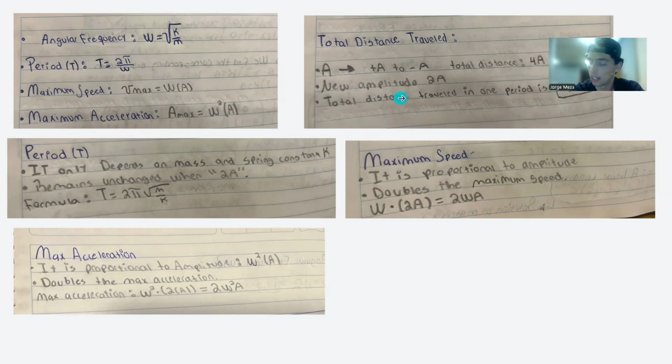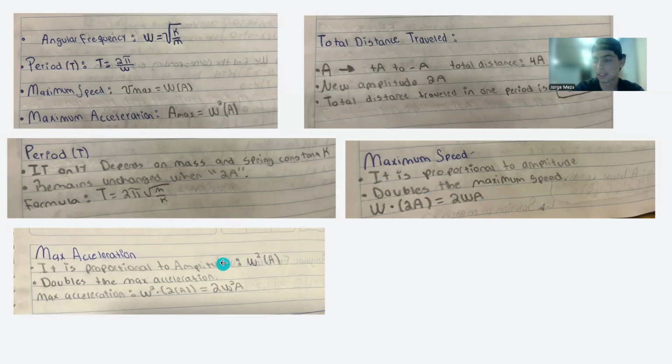Regarding the total distance, when the mass is released from A, it travels a distance of 4a in a full cycle, going from here to here and back. When the amplitude is doubled to 2a, the distance also doubles, becoming 8a. The maximum speed is calculated as follows. The maximum speed also doubles, becoming this final result.